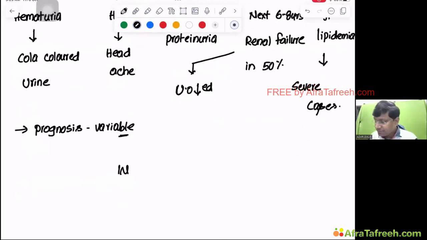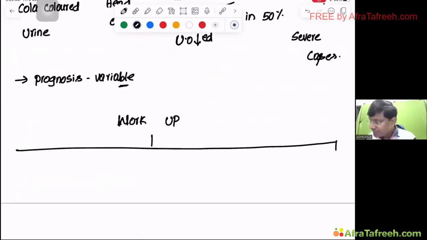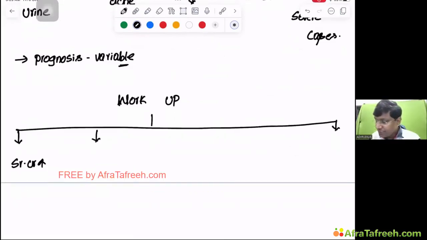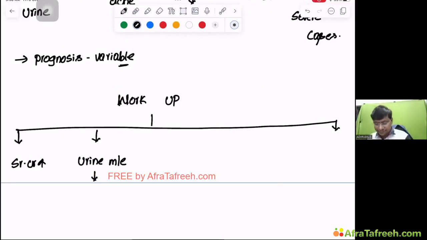So in the workup, when you do a kidney function test, it will show that the serum creatinine is elevated. And when you do a urine microscopic examination, it will show hematuria. When do you call it significant hematuria? Yesterday we discussed urine analysis. Can anyone tell me? When will you call significant hematuria?